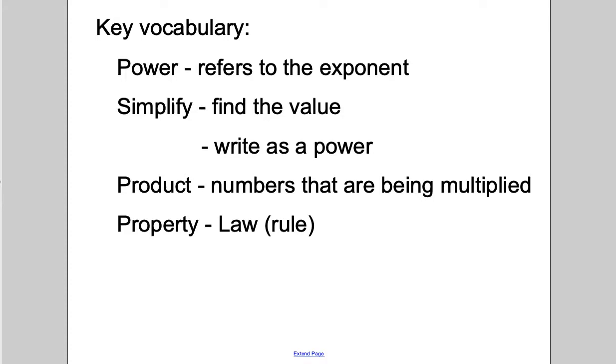Key vocabulary that we have in this section. What is a power? Well, a power refers to the exponent, how many times a number is being multiplied. When you're asked to simplify something, you're asked to find the value. Usually they ask you to write it as a power. So if you have a repeated multiplication, you would write it as an exponent. When you're asked to find the product of something, or when product is used, that means that the numbers are being multiplied. Product means multiplication. And then, of course, we talked about properties in the first part of this lesson. Properties are like the laws, the rules that we use to organize exponents.